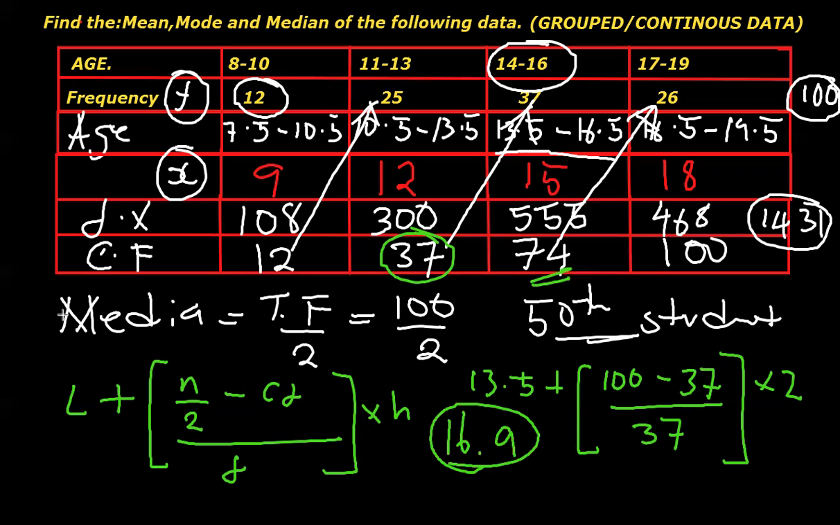I hope that is clear. So I've showed you how to calculate the mean, mode, and median. So thanks for now, and goodbye. And then in the next tutorial, I'll be showing you how to get the mean, mode, and median over ungrouped data or discrete data.